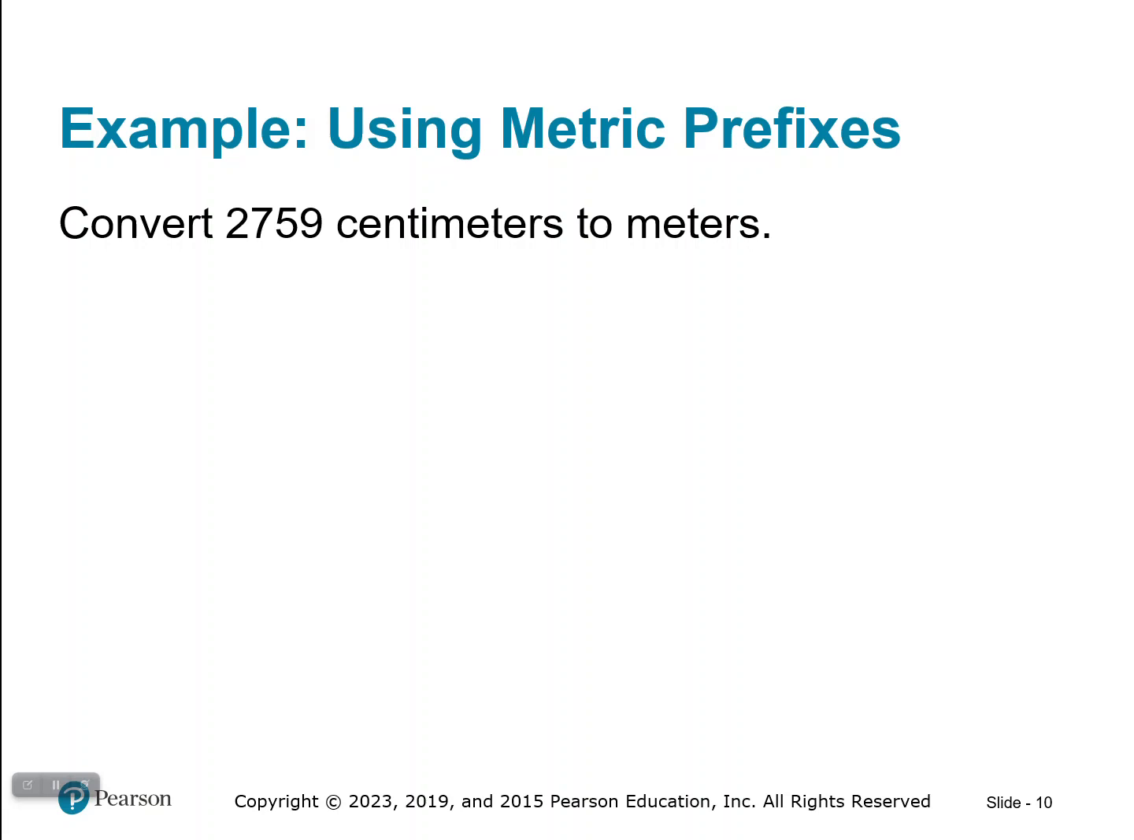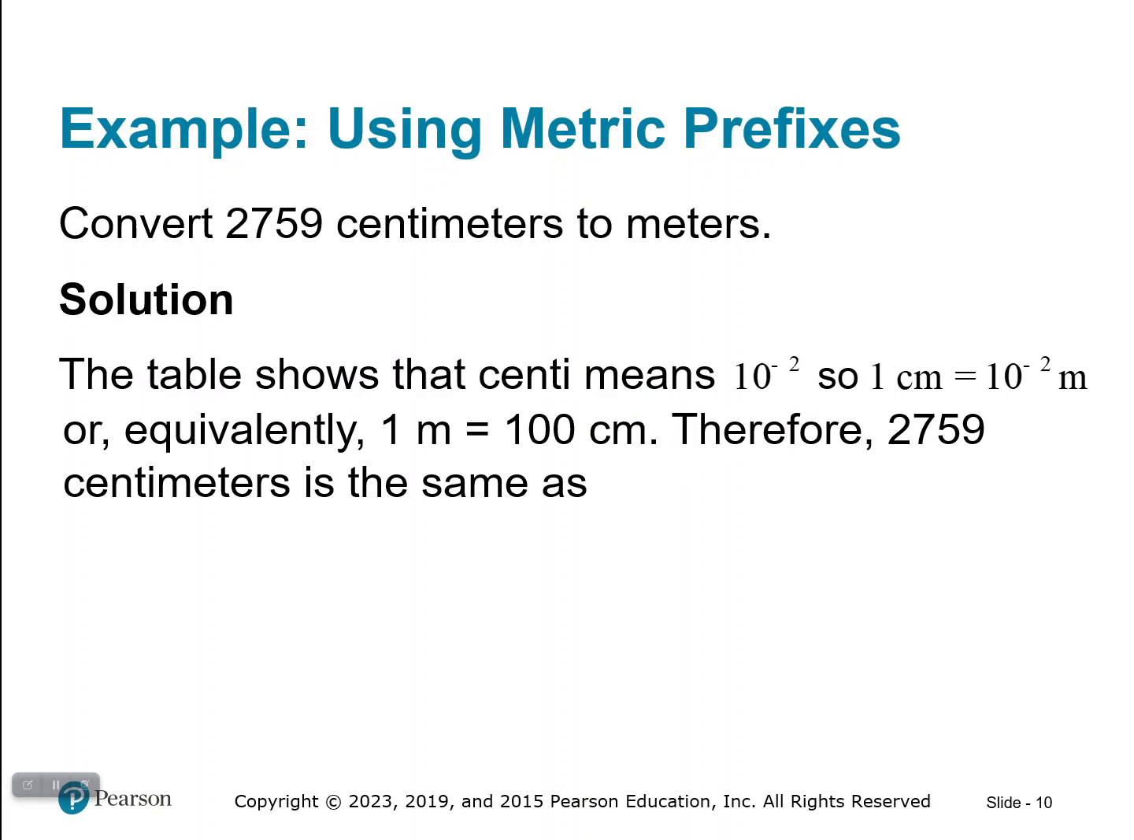Let's convert 2,759 centimeters to meters. First of all, centimeters are smaller than meters. So when we convert, we should have an answer that is smaller, right? We should have fewer meters than centimeters. Now our table, the one we just looked at, table 2b.2, shows that centi means 10 to the negative 2. So 1 centimeter is 10 to the negative 2 meters. Or it's a 1 followed by 2 zeros in the denominator. 1 meter equals 100 centimeters.